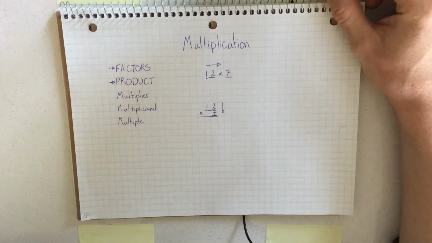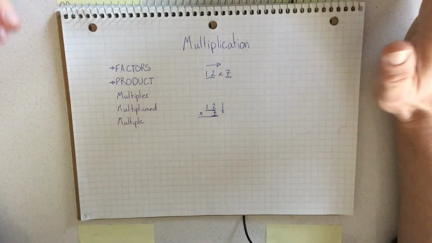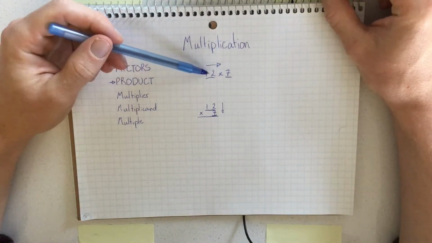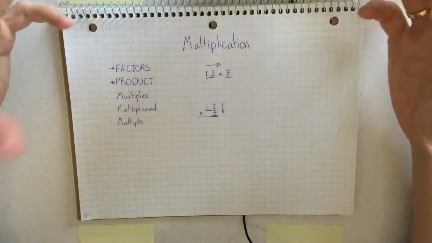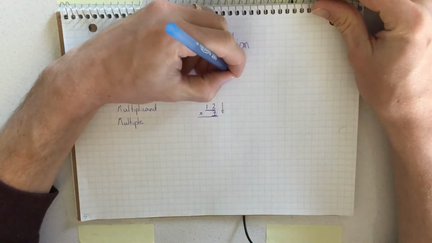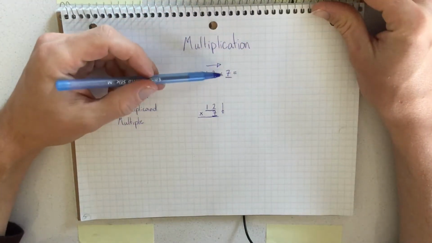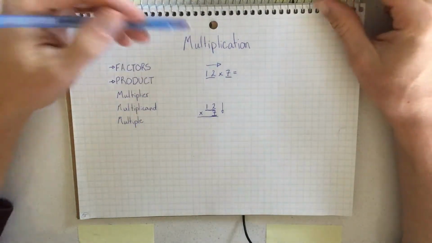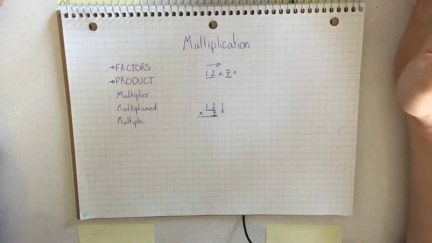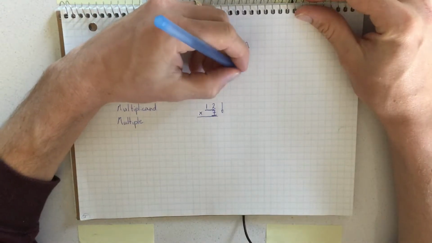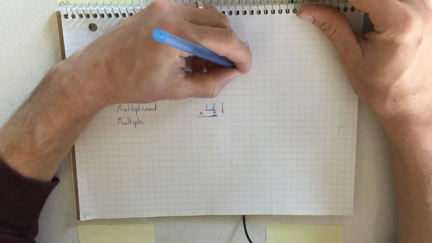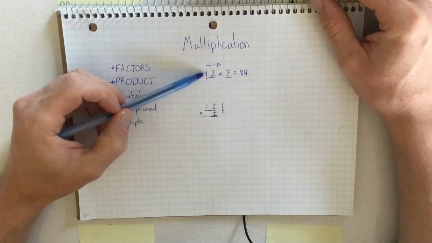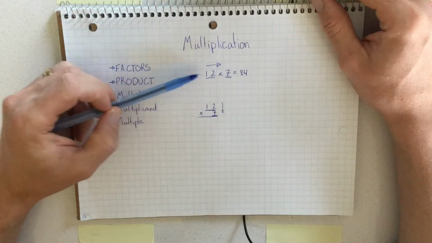The product. The product is going to be your answer. All right, so if I have 7 groups of 12, my product is whatever that amounts to. So we know that 7 groups of 10 is 70, and I know that 2 groups of 7 is 14, so I add that together in my head, I come up with 84.